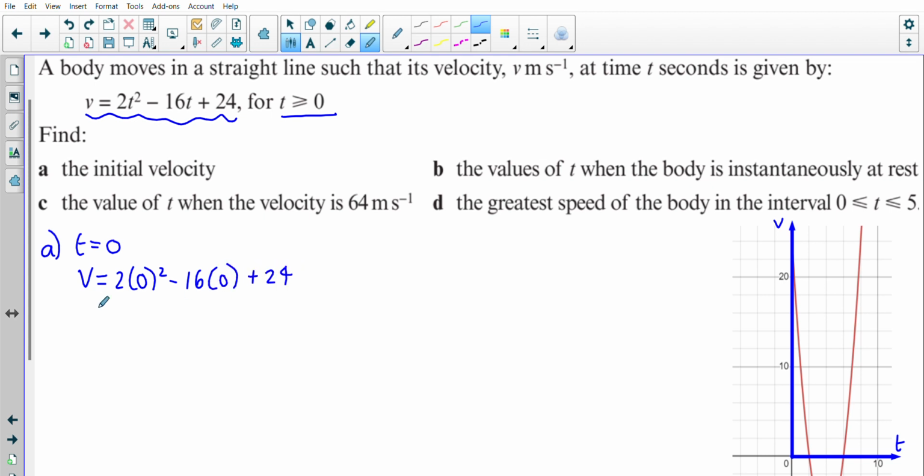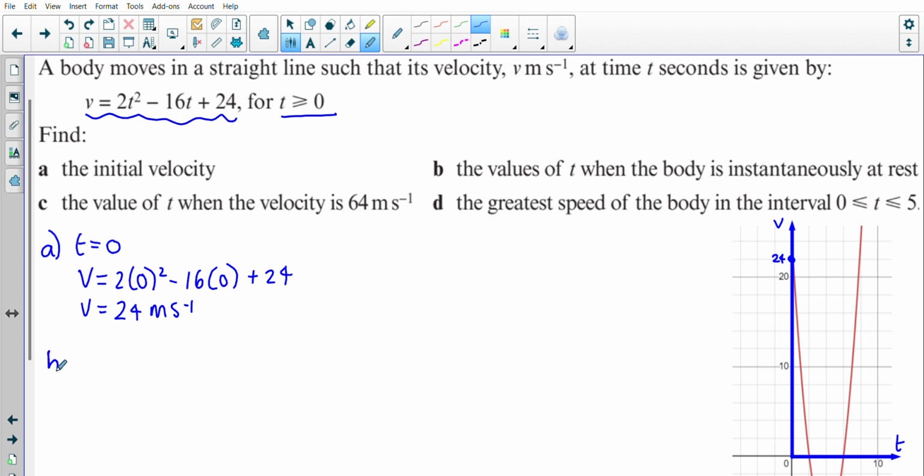And you'll notice the first two terms are 0. So I'll get 24 meters per second. And that makes sense because if you were to sketch this quadratic, 24 is the y-intercept. So on the graph, that is 24 there for the velocity when time is 0.